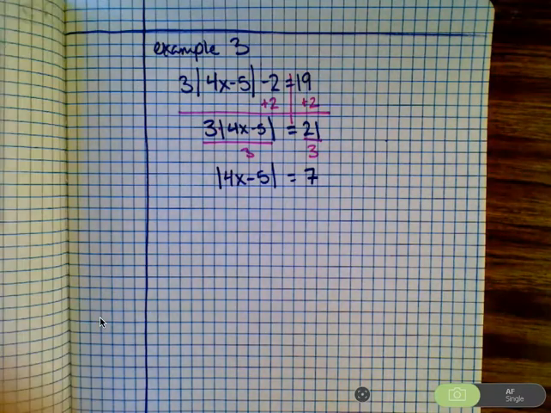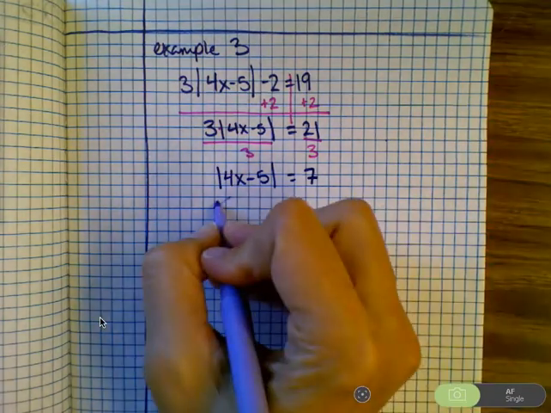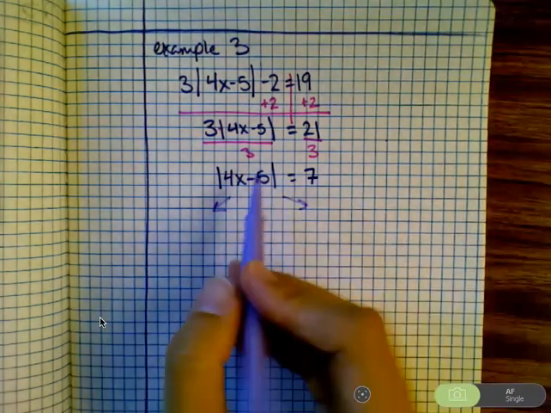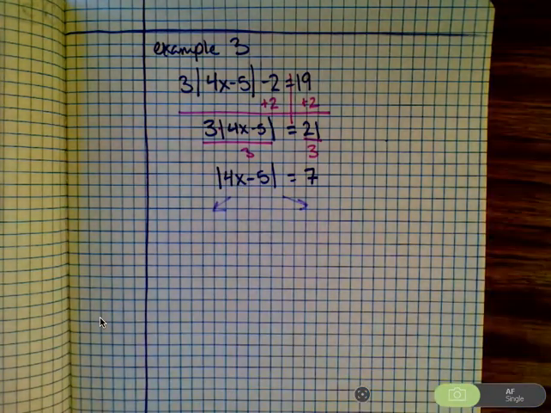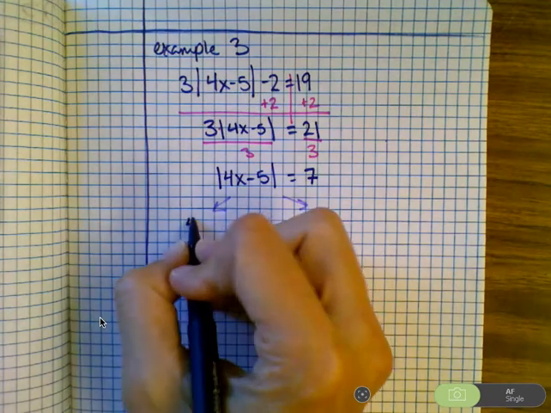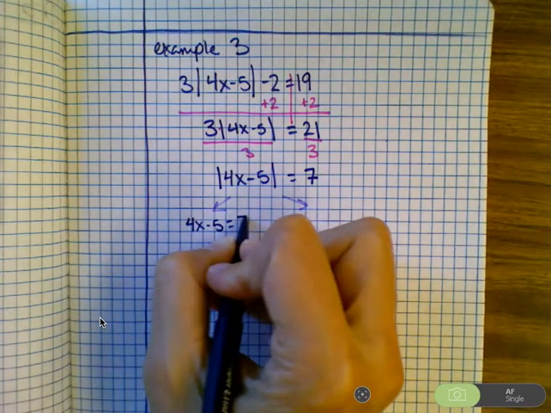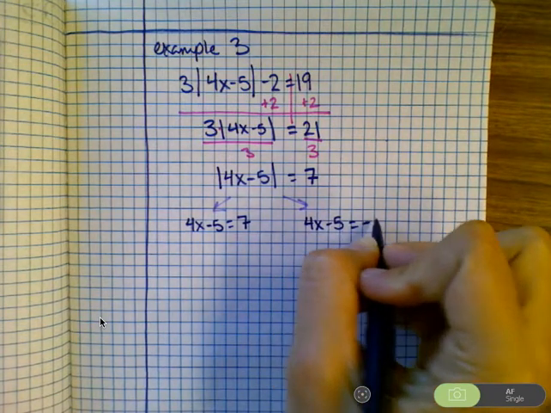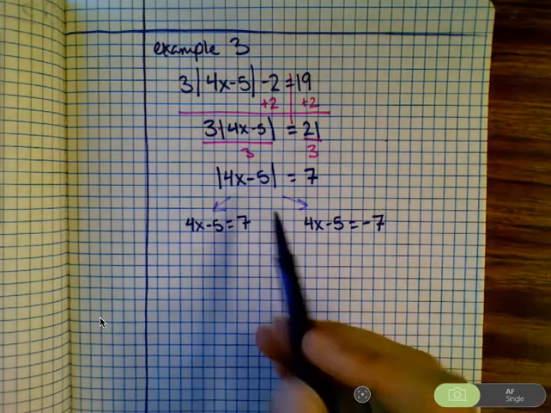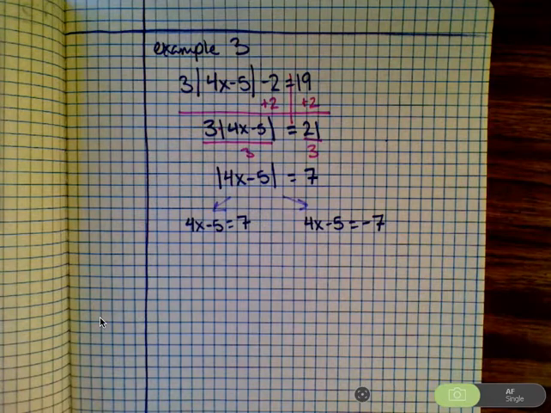At this point, we split this because we got just the absolute value by itself. We're isolating the absolute value and then splitting it. So we get 4x minus 5 equals positive 7, and 4x minus 5 equals negative 7. Notice I just used the positive and the negative. And now I finish solving both of those equations.